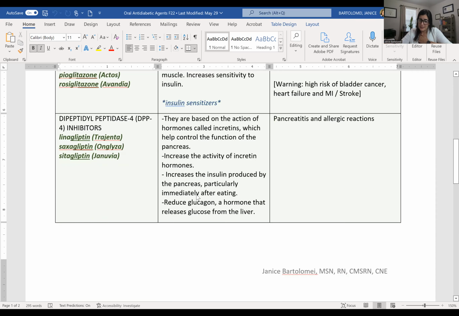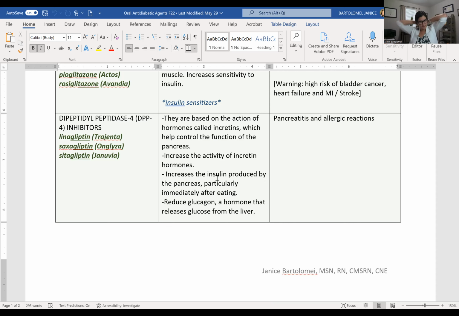And not last, we have the DPP4 inhibitors. These basically, they do a couple of things here. So I listed all but they work with glucagon, the production of insulin. They deal with incretins. So yeah, they have different functions. But careful with pancreatitis and allergic reaction for these DPP-4 inhibitors.